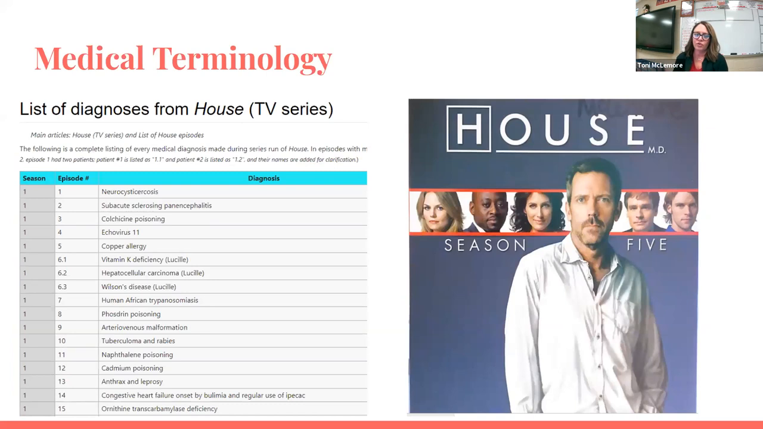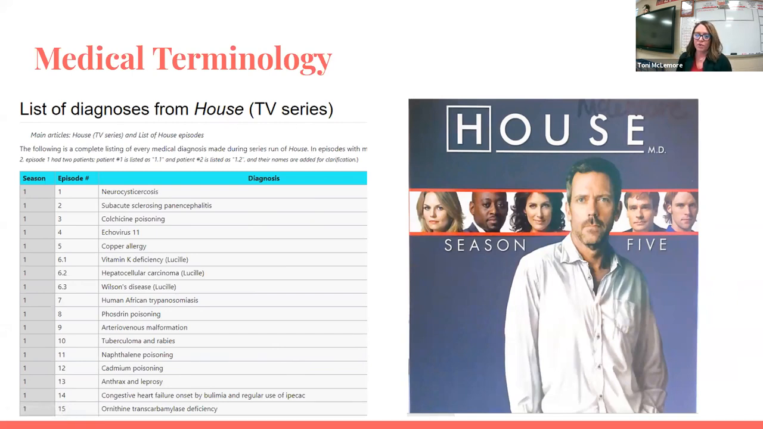Medical terminology. We all know medical terminology can be super boring if all you do is write down the terms and define them. So I actually stole this medical terminology idea from the HSEA Facebook page. I had a sweet old lady donate all 8 seasons of House to me on DVD. Once per chapter, we will find a House episode that correlates with whatever we're talking about, the skeletal system, the muscular system. You can go on Google and search for a list of diagnoses from House, the TV series, and it will tell you the season, the episode number, and what the main diagnosis in that show was. My kids absolutely love it.